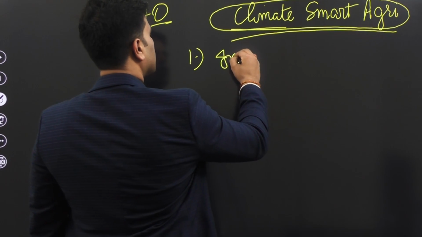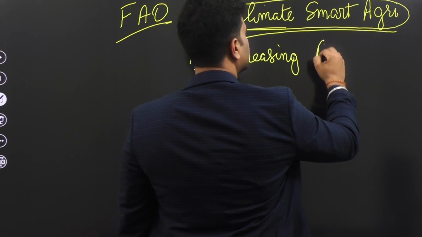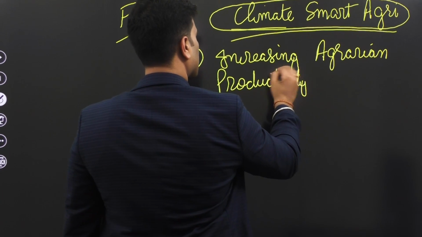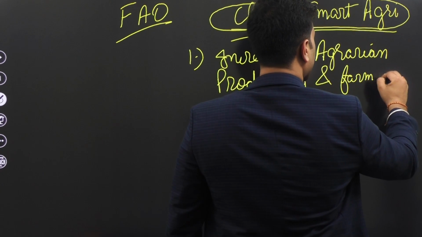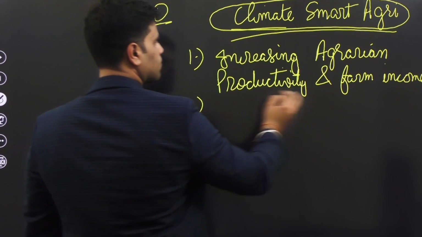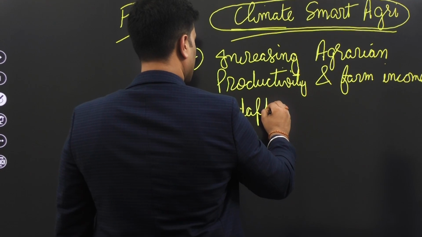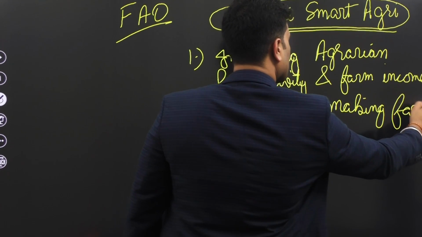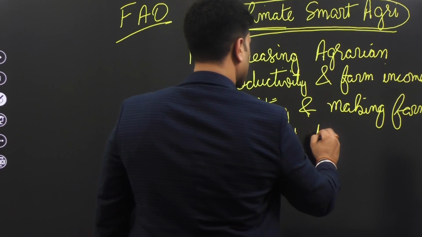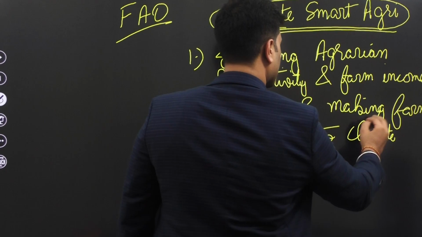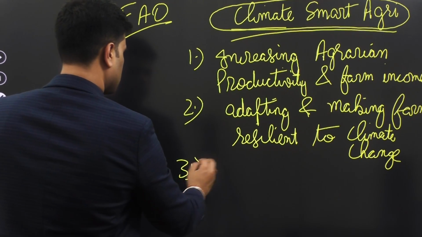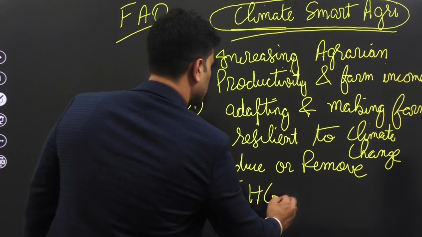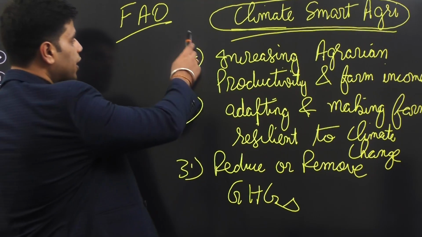1, increasing agrarian productivity and farm income. 2, adapting and making farms resilient to climate change. 3, reduce or remove greenhouse gas emissions, right? So through climate smart agriculture, you are actually trying to achieve these 3 objectives.